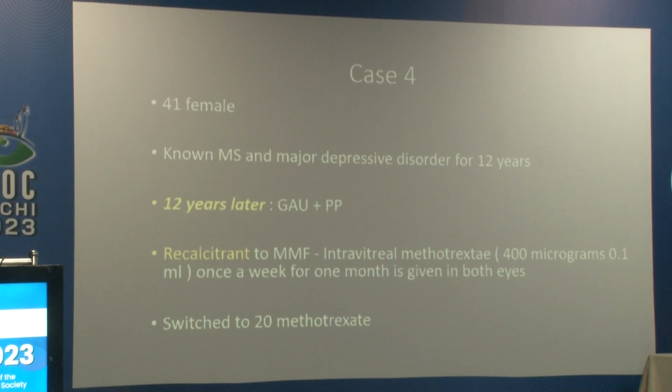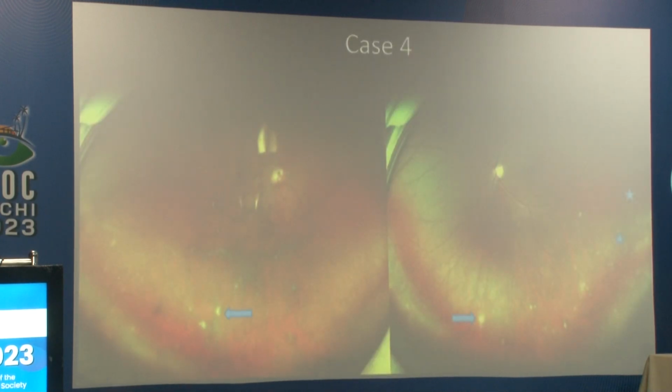This is the most challenging case, with the longest follow-up of 20 years. She is a 41-year-old female, known to have MS and major depressive disorder for 12 years before. Twelve years later, she developed this uveitis, which was recalcitrant to mycophenolate, which was otherwise tolerated well in other cases. So we did intravitreal methotrexate once a week for 1 month in both eyes. Since she responded well to methotrexate, we switched from MMF to 20 milligram methotrexate.